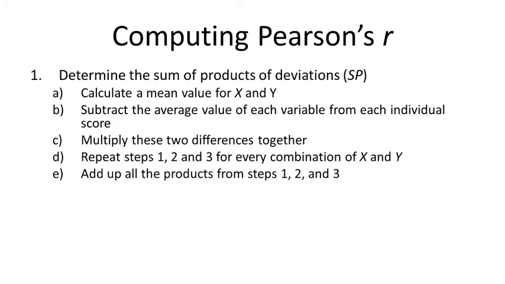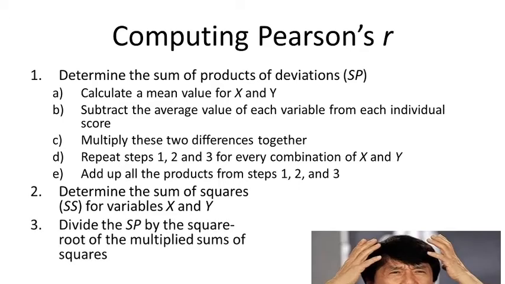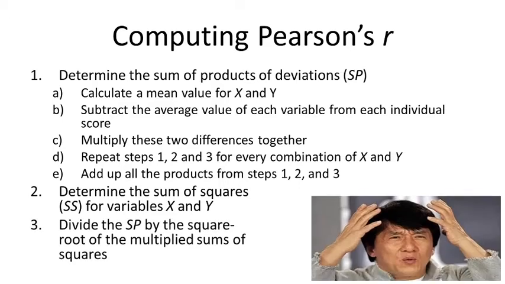Then you add up all the products from the previous steps. Next, you want to determine the sum of squares for variables x and y. Divide this, yeah, you get the point. The point is, this is a bit too much. I don't want to overwhelm you, and I'm not going to quiz anybody on this kind of stuff. I just wanted to let you know how complicated some of these statistical procedures are. I hope that makes you feel a bit thankful that you'll probably never have to compute this by hand.